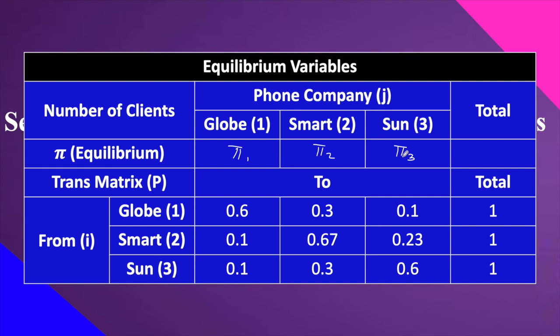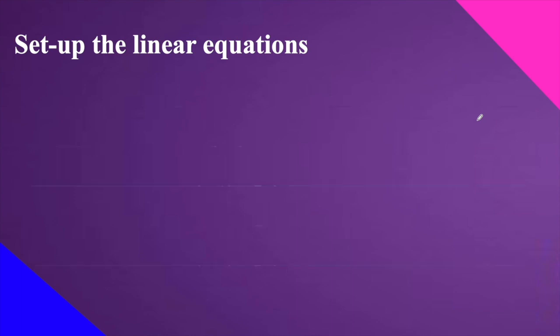Sabi nga natin before, the pi is the state probability. Hindi siya yung pi with circle na 3.14159265, etc. na value. This is just a representation of the probability. And sabi natin before, ang idea with this tableau, kapag tinotal natin yan, dapat this is 1 or 100%. Okay? So, next thing na dapat natin gawin ngayon is, of course, to set up the linear equations.